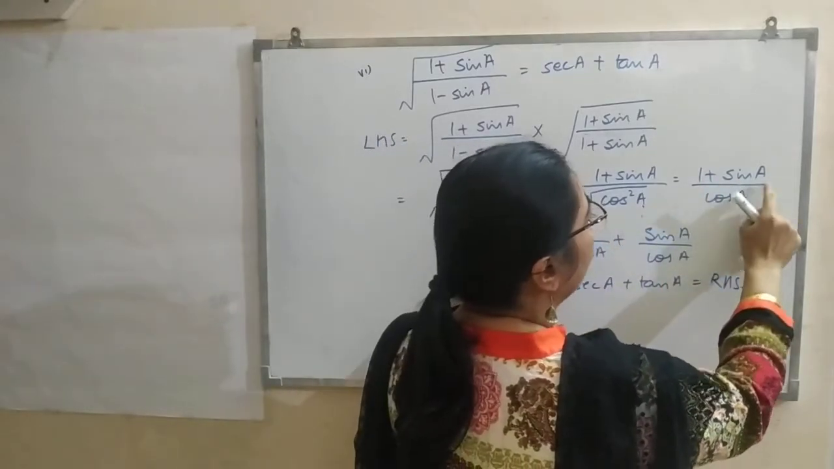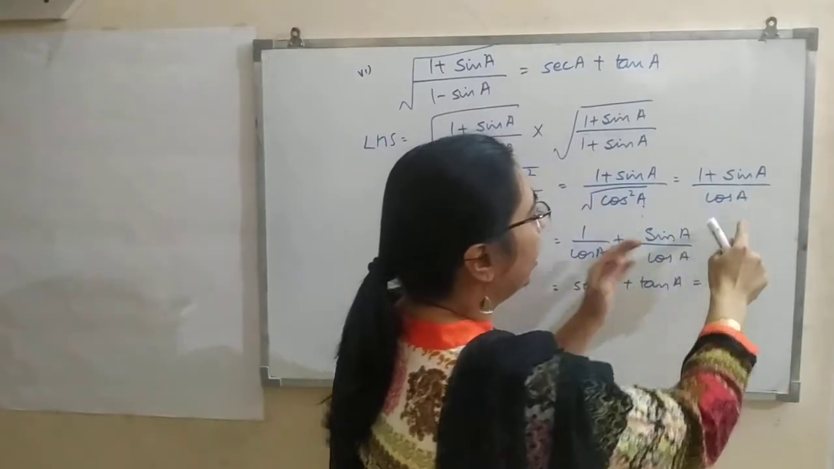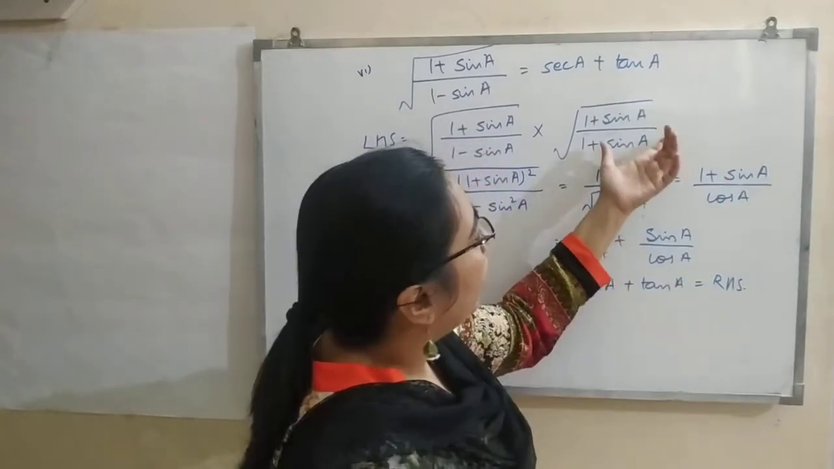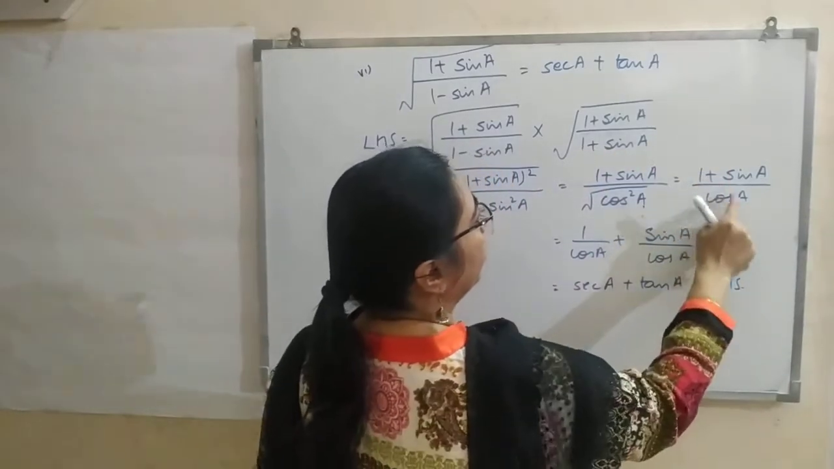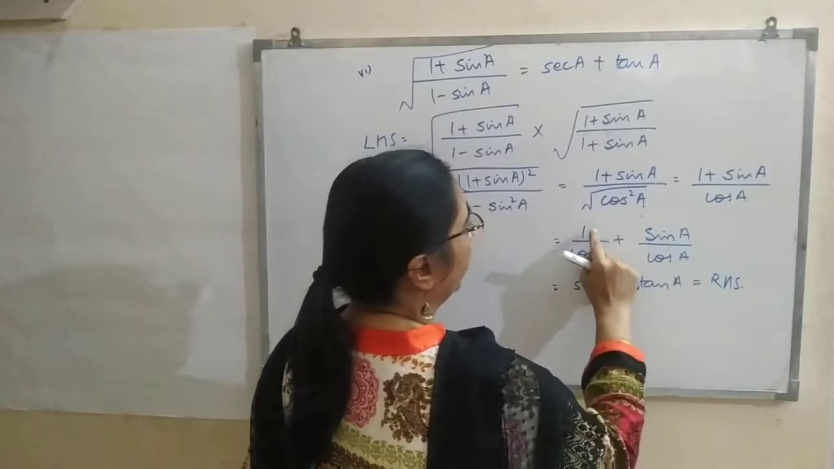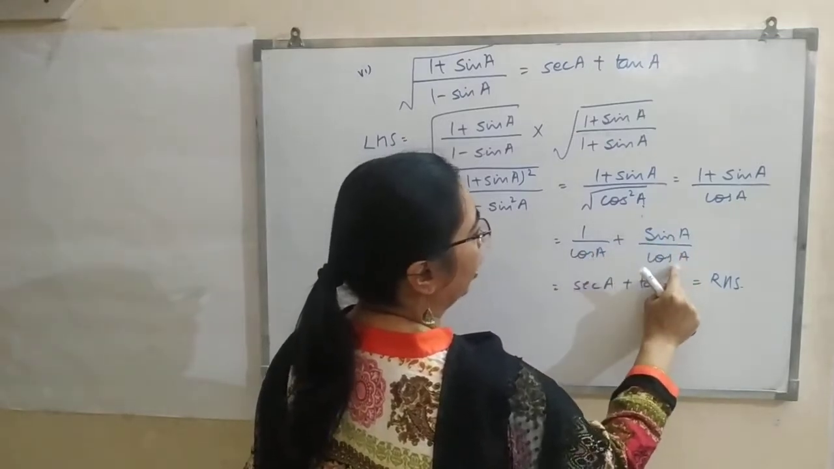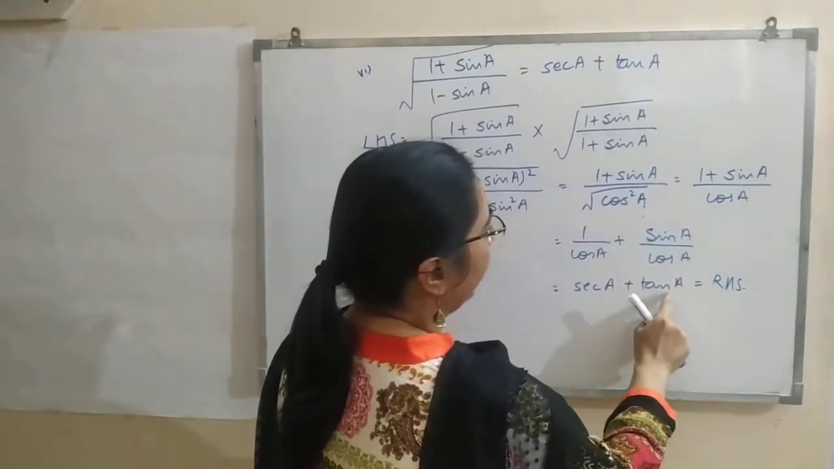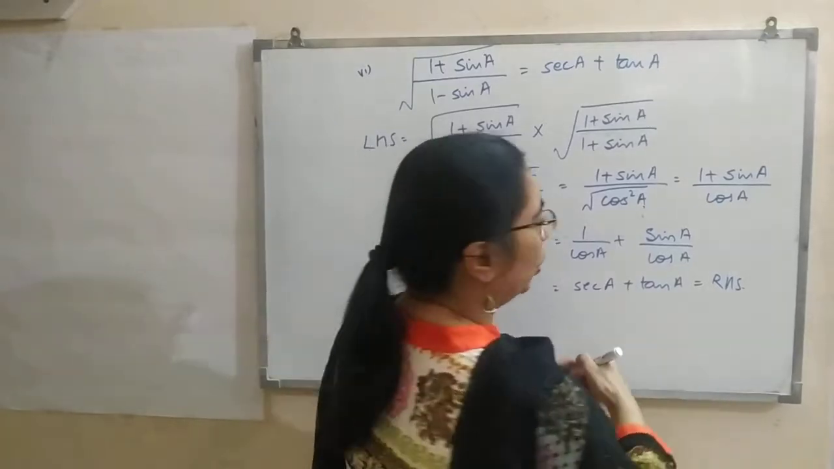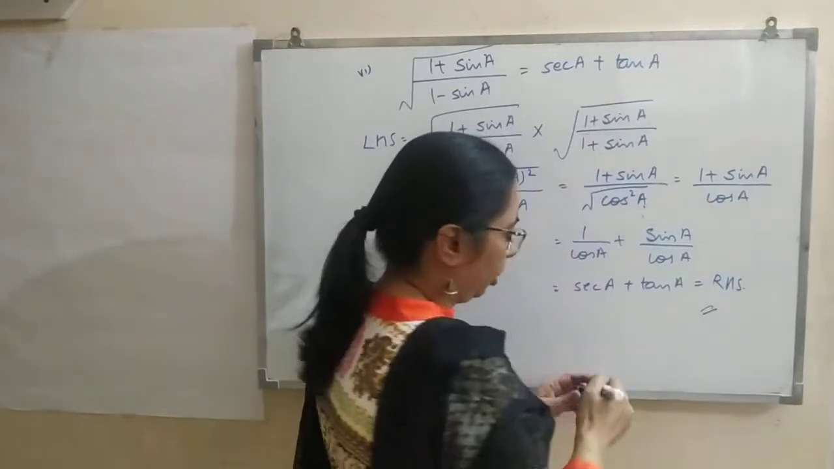So 1 plus sine a upon cos a, you will get the simplified form after rationalizing it. Now I can take the two terms separately with denominator, 1 by cos a plus sine a by cos a, which gives us secant a plus tangent a, which is equal to right hand side. Very simple question.